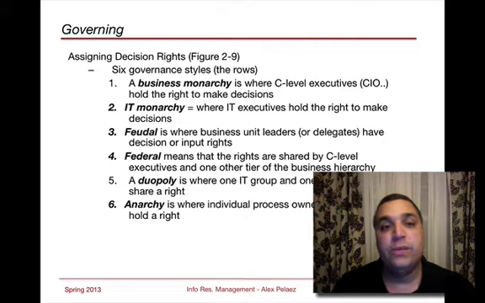That really never works. Feudal is where business unit or delegates have decision or input rights, and sometimes that's good. It depends on the maturity of the organization. Other times it actually causes a little bit more of a problem.